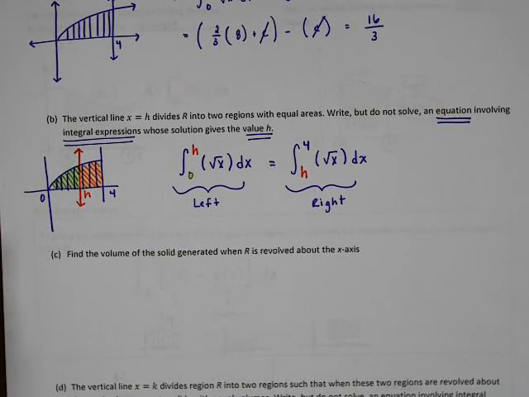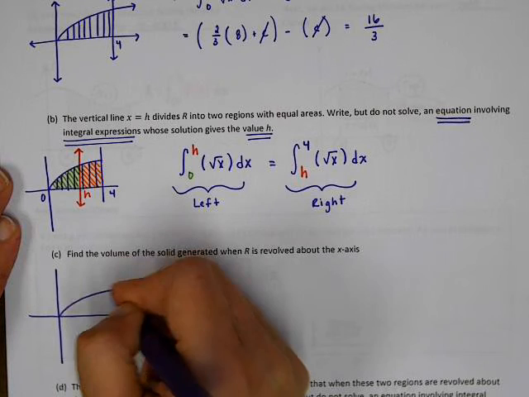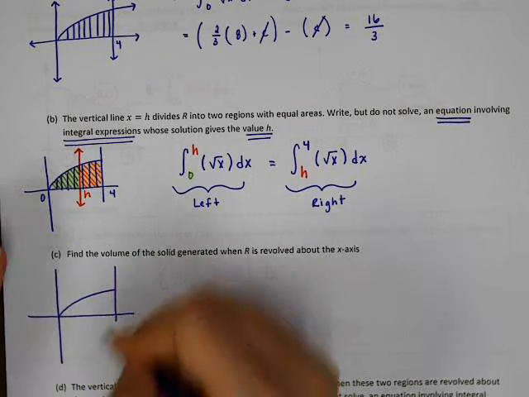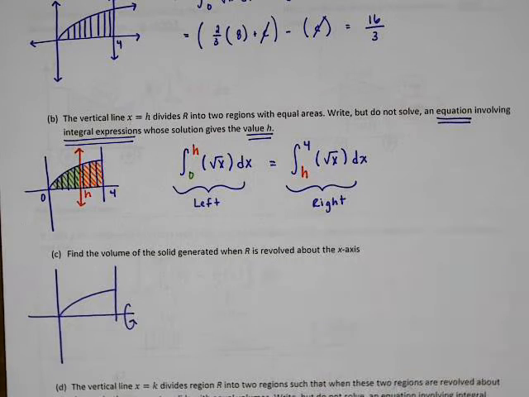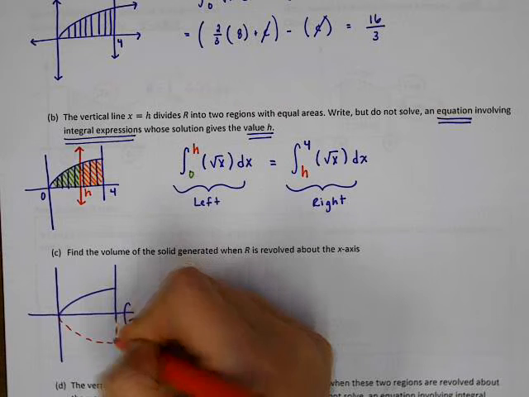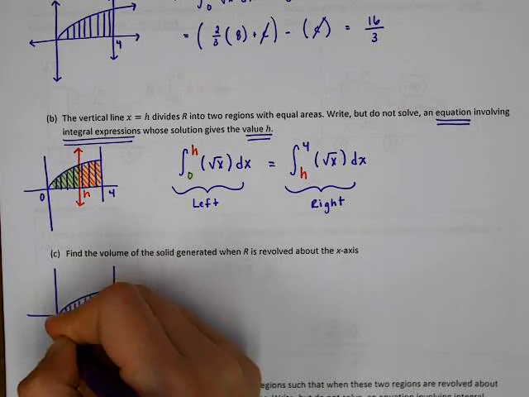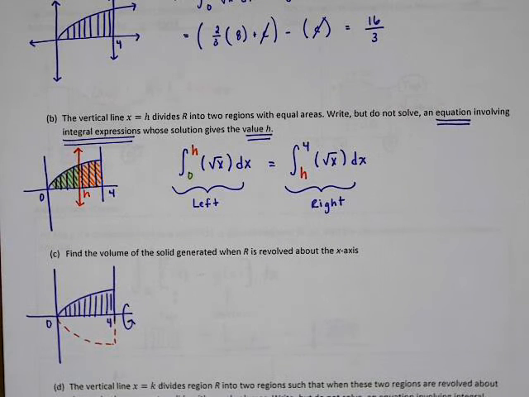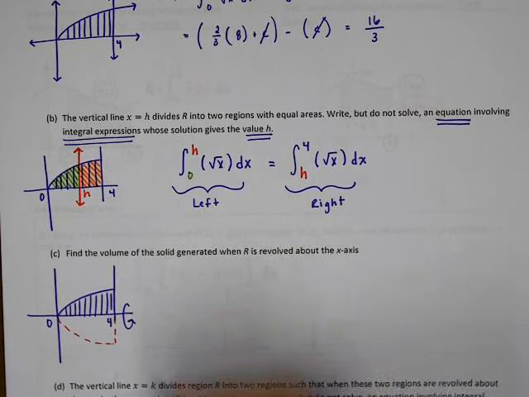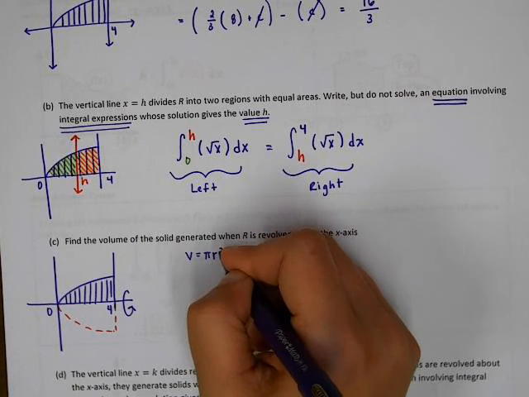Part C says, find the volume of the solid generated when r is revolved around the x-axis. So again, same region. We're going to revolve it around the x-axis. So the bottom half of my region would be down here. Now because there's no gap in the middle, I know that I don't have to use washers, like there's a hole in the middle, but I do need to use my volume formula for cylinders. Volume is pi r squared h.